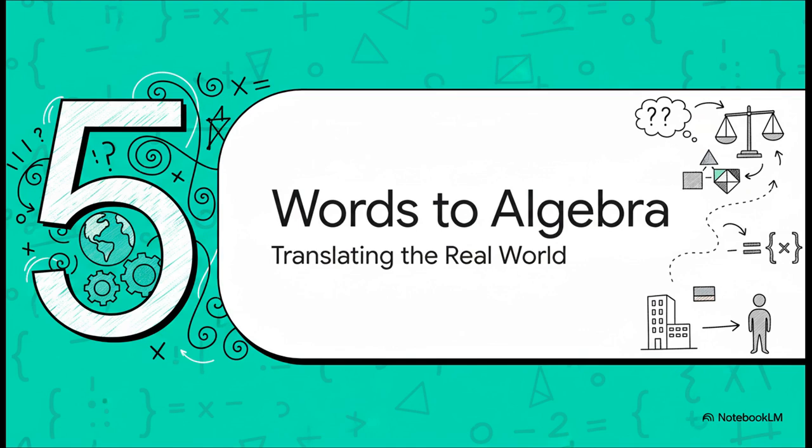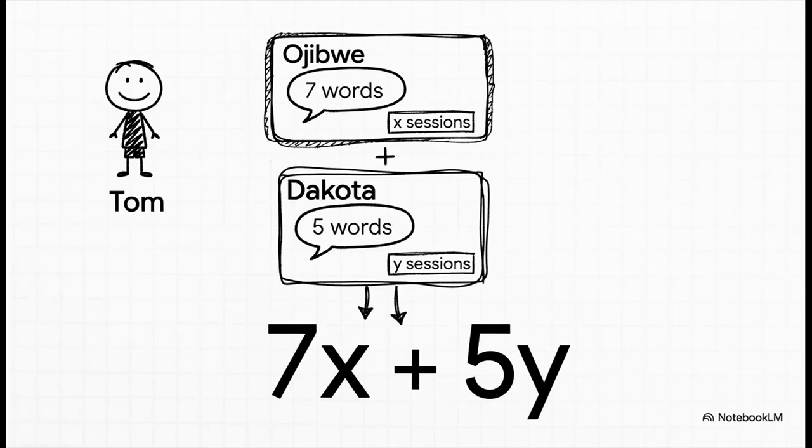But the real power of this language isn't just about solving abstract puzzles on a page. It's about taking messy, real-world situations and translating them into clear, simple expressions that we can actually solve. Let me show you how that works. So this is Tom. He's learning 7 Ojibwe words and 5 Dakota words in each of his language sessions. We can translate his progress into a simple expression, 7x plus 5y. In this case, x just stands for his number of Ojibwe sessions, and y stands for his Dakota sessions. We just told his story in the language of algebra.